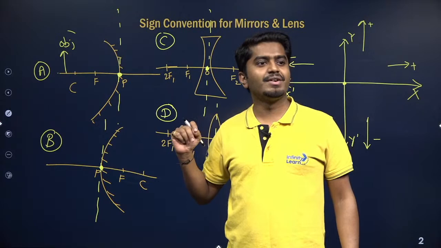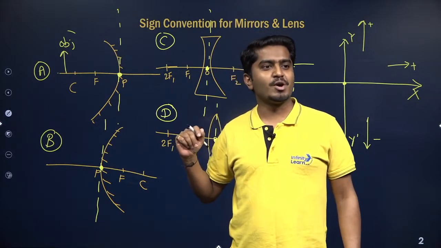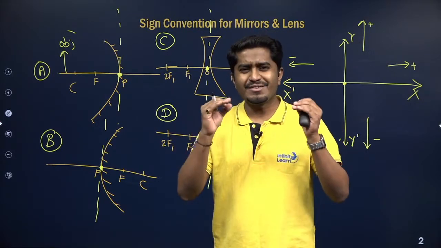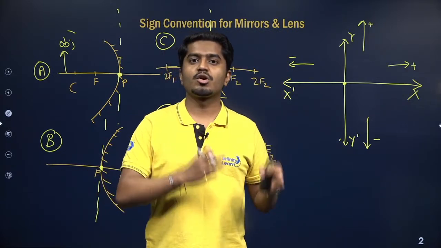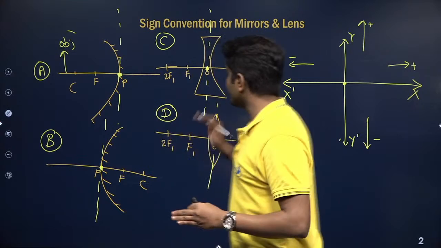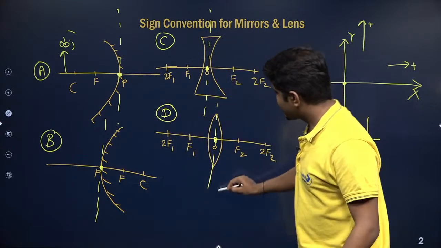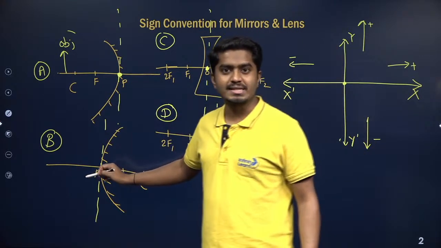Concave, negative; convex, positive. Yes. So that is a very simple rule. How do you know for which the focal length is positive? Convex. So which are convex? This is convex, this is convex.